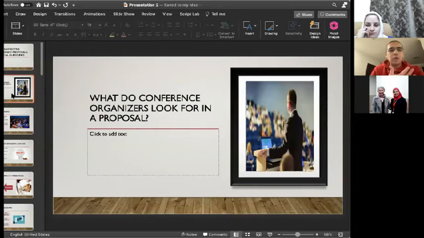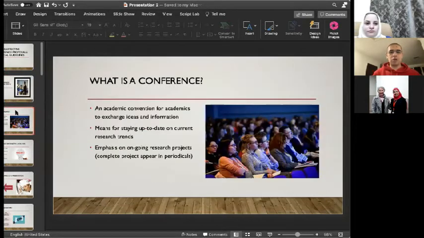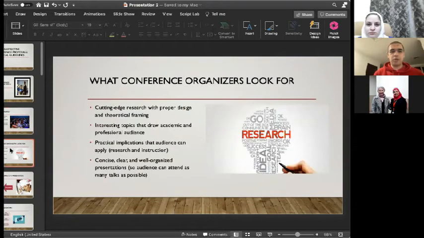So to understand what conference organizers are looking for in a proposal, let's first think about what a conference is. A conference is an academic convention for academics to exchange ideas and information. It's a means for professionals to stay up to date on current research trends in the field. So the emphasis is on ongoing research projects that are innovative and interesting for both professionals and researchers.